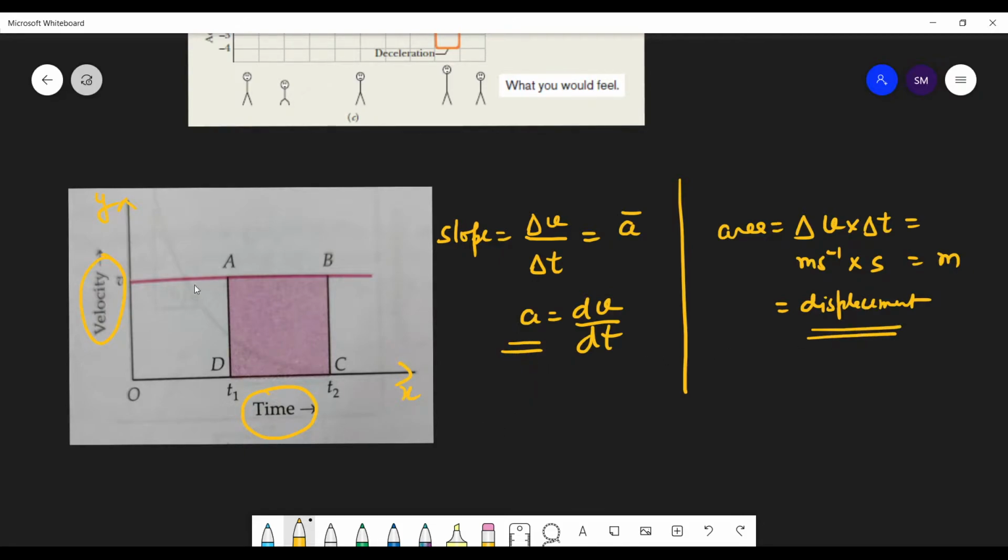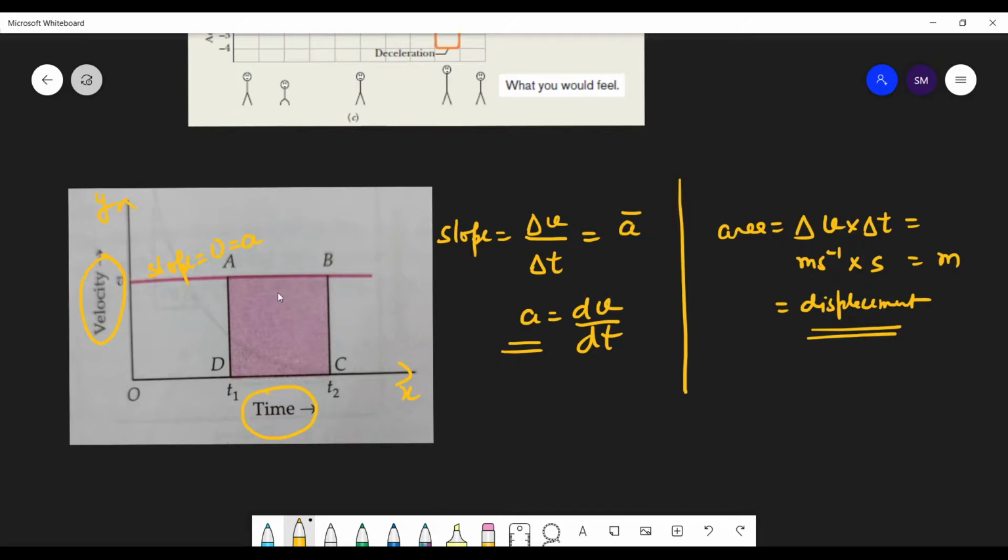Now this is the slope. Now tell me, how much is this slope? The theta is 0 with the x-axis. It is parallel to the x-axis. So tan theta is 0, slope is 0. So what is the slope here? Acceleration. So it means acceleration is 0.